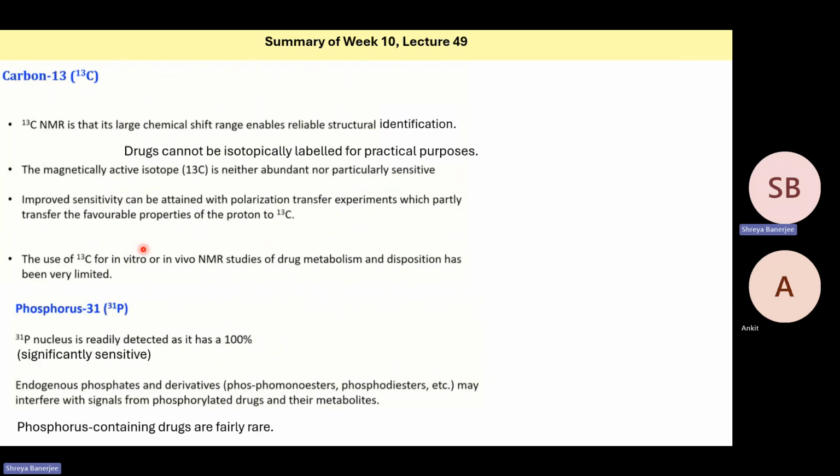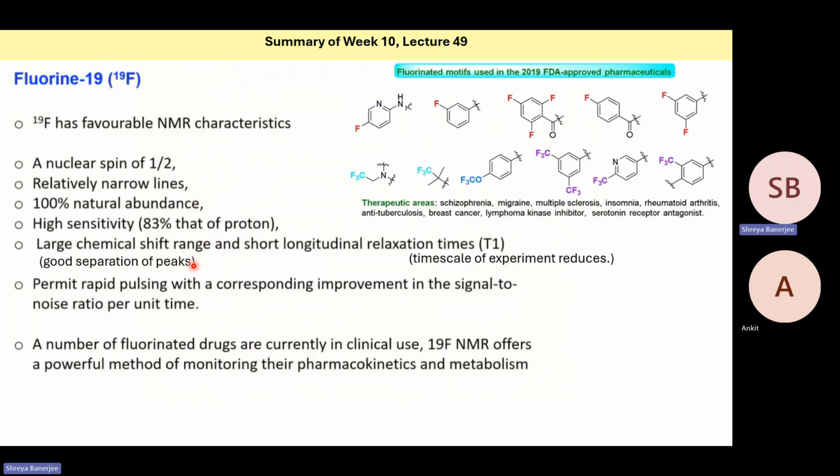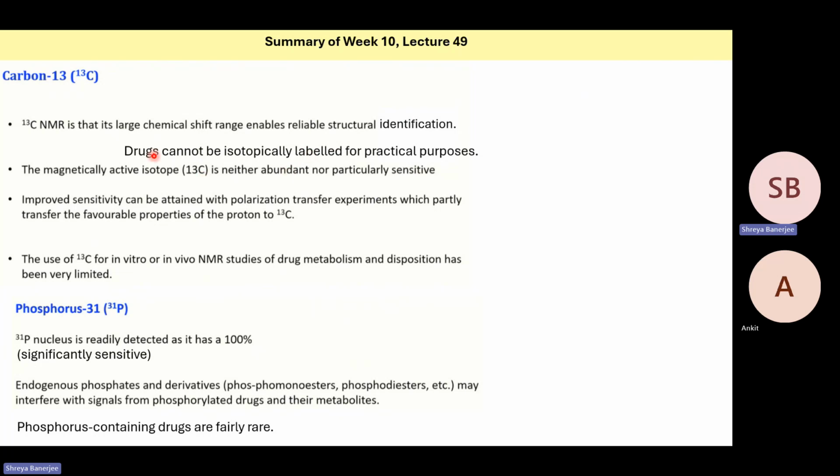Then you have carbon 13, where the advantage is that the chemical shift range is large. So because the chemical shift range is large, the peaks will be better resolved. But the problem is that 13C is not abundant at all. If you look at the abundance, 13C only has a natural abundance of 1.11%. And you cannot label a drug for practicality purposes. The drug cannot be isotopically labeled. So you have to do the NMR study with that 1.1 percent abundance of 13C. Because the abundance is so low, the sensitivity is also low. You can improve the sensitivity to a certain extent by using polarization transfer experiments.